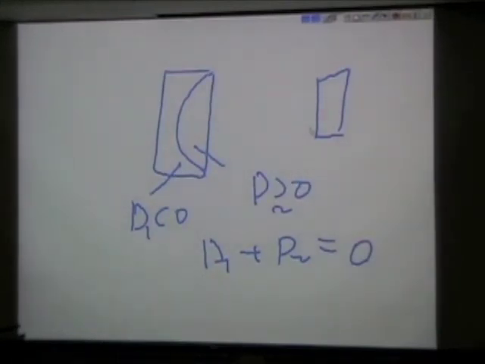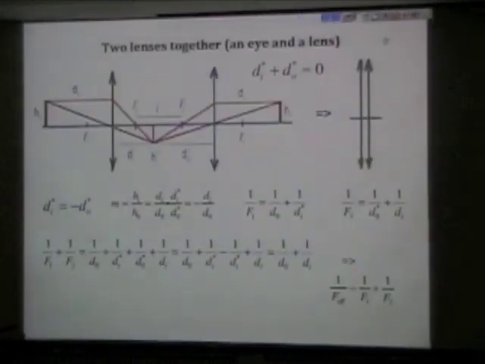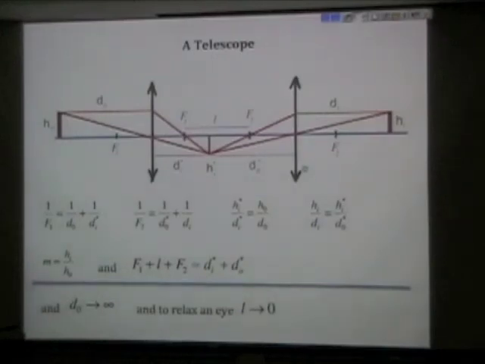Or you can place many other lenses together like this. In that case, your total power will be larger than the individual power of each lens, since you're adding up positive values.